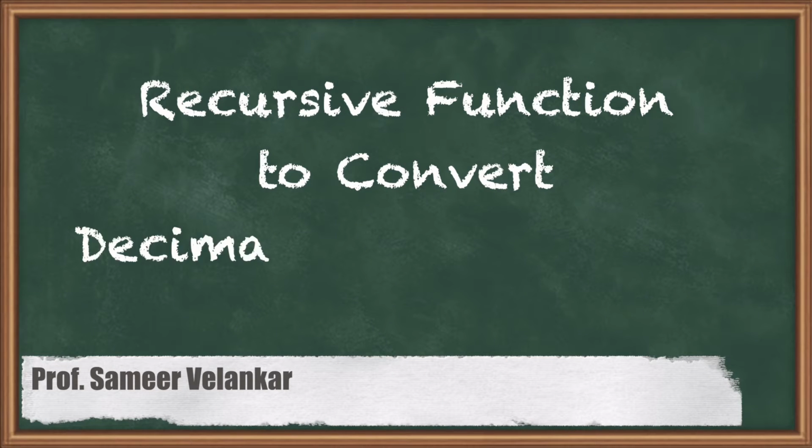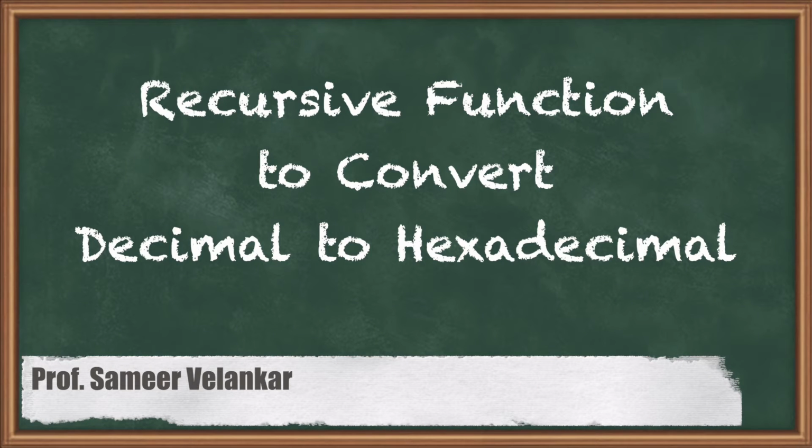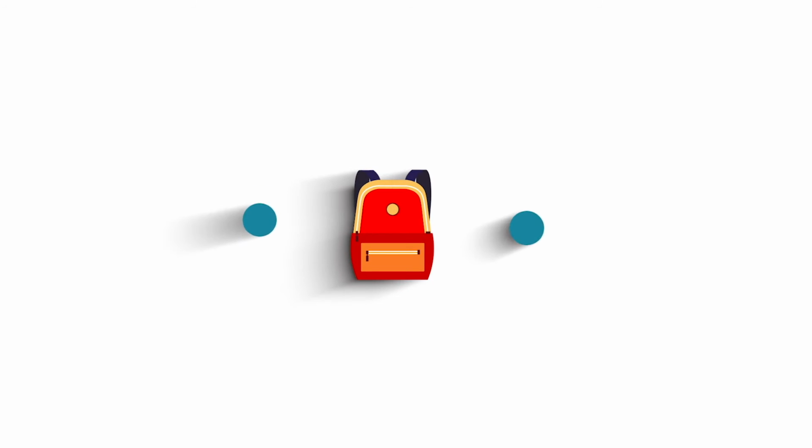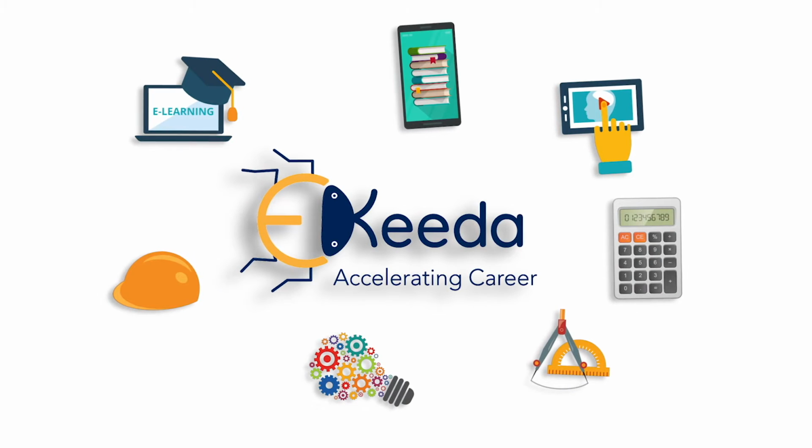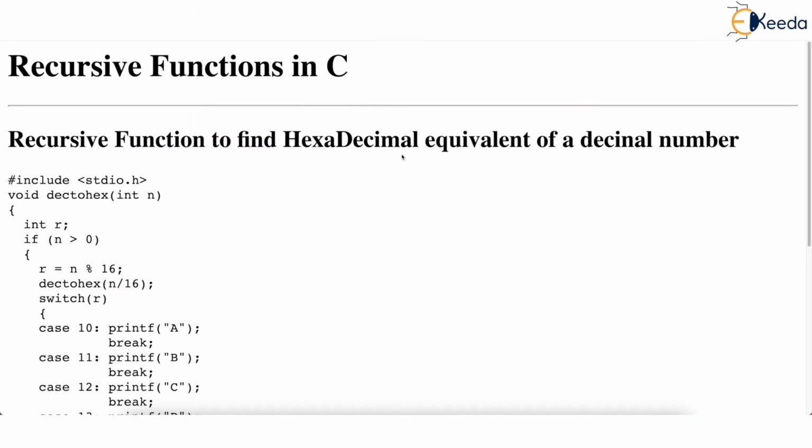Hello dear students, let's see a recursive function to convert a decimal number to hexadecimal number. Now as you saw in the previous video, we saw how to convert a decimal number to binary number. So what is the procedure of converting decimal to hex?